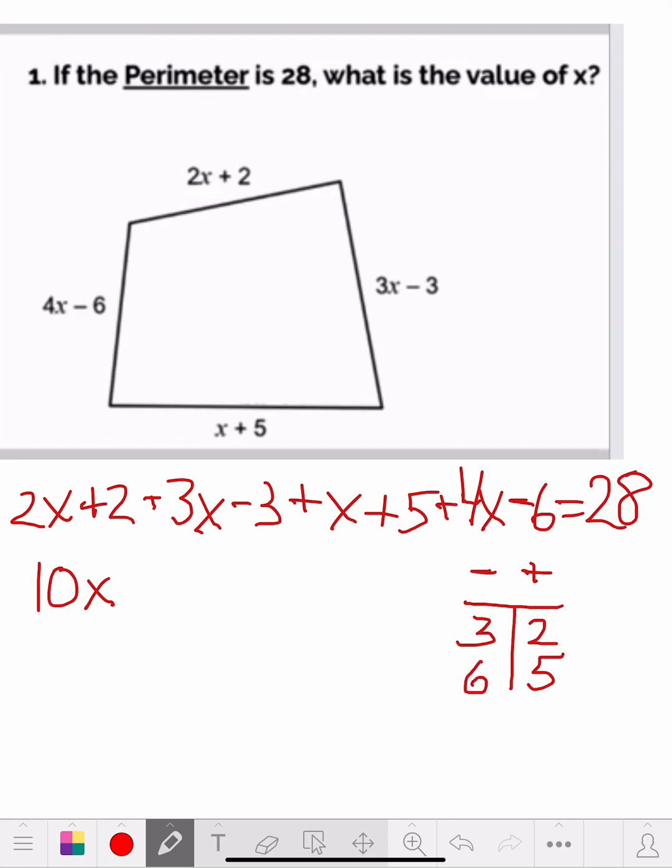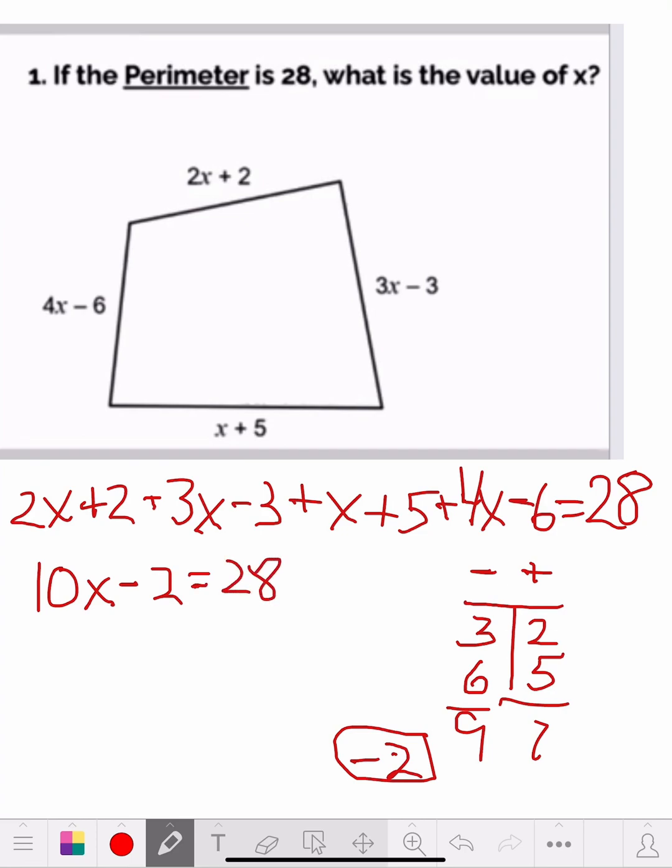So here, let's add these up. We got a 9 and we got a 7. So what team won? The negative team won, and they won by 2. So the answer to all those added together would be negative 2. Let's square this off so I just don't lose that. So it's a negative 2 here. Negative 2 equals 28.